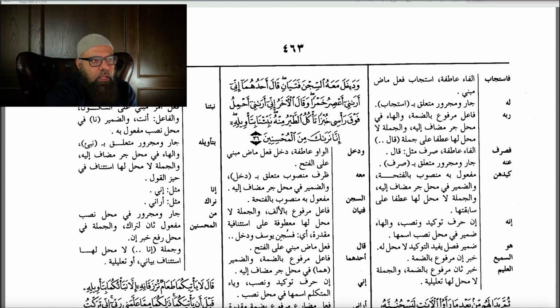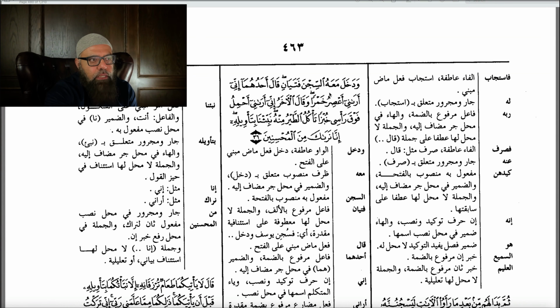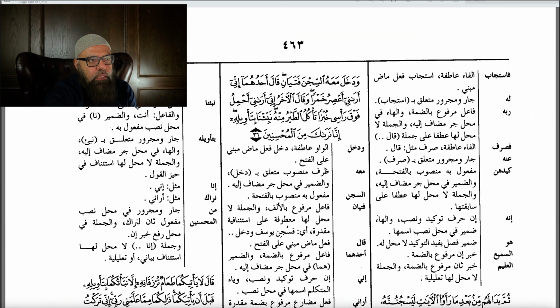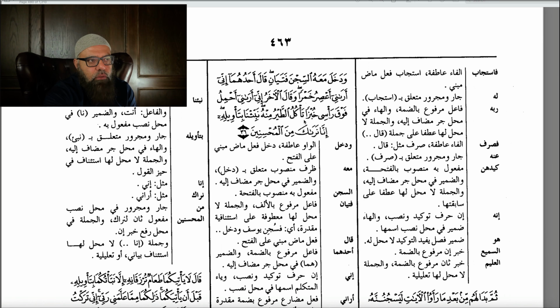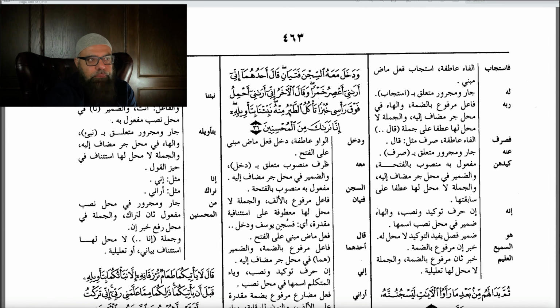Okay, so we're going to take it from the top and notice that it's actually 5 sentences. The verse consists of 5 sentences, starting with a wow. وَدَخَلَ مَعَهُ السِّجْنَ فَتَيَانِ. So that's a sentence in and of itself. قَالَ أَحَدُهُمَا إِنِّي أَرَانِي أَعْصِرُ خَمْرًا is a sentence. وَقَالَ الْآخَرُ إِنِّي أَرَانِي أَحْمِلُ فَوْقَ رَأْسِي خُبْزًا تَأْكُلُ الطَّيْرُ مِنْهُ is a sentence. نَبِّئْنَا بِتَأْوِيلِهِ is a sentence. And إِنَّا نَرَاكَ مِنَ الْمُحْسِنِينَ is a sentence. So there's a number of sentences here.